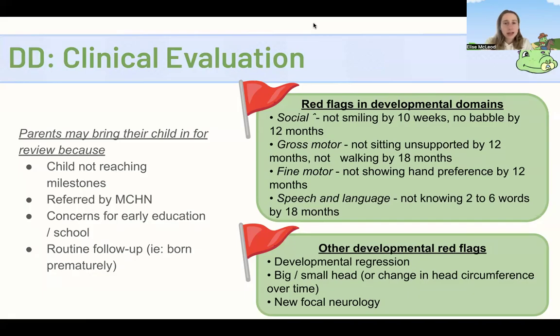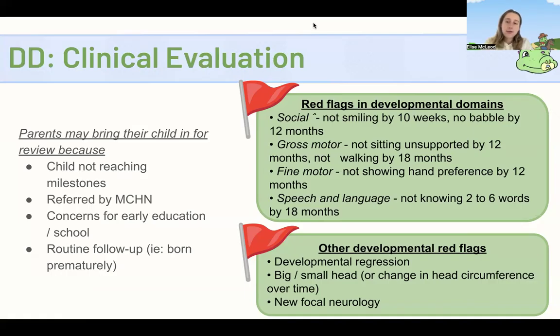So I guess some of the red flags for each of the developmental domains. If the child's not smiling by 10 weeks or babbling by 12 months, this might raise some concern. For gross motor skills, not being able to sit unsupported by 12 months or walking by 18 months. If they don't show a hand preference by 12 months, and speech and language, if by 18 months they don't know 2 to 6 words.